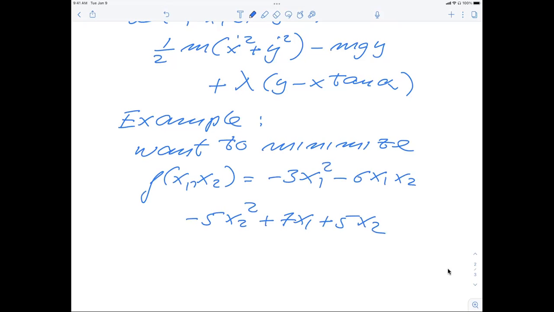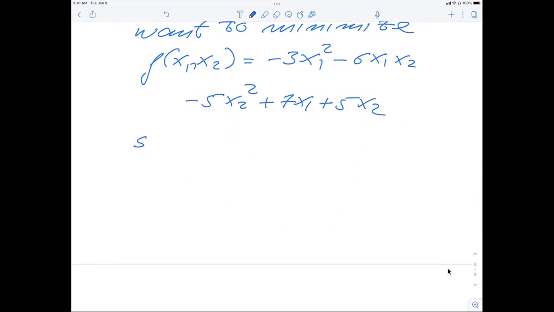If x1 and x2 are free variables, we can do whatever we want with them, and they can take any value. If we want to minimize it, we would typically take the derivative of this function with respect to x1 and x2 and set it equal to 0, and then we would find the minimum. But now we can put a constraint on the function: subject to x1 plus x2 is equal to 5.